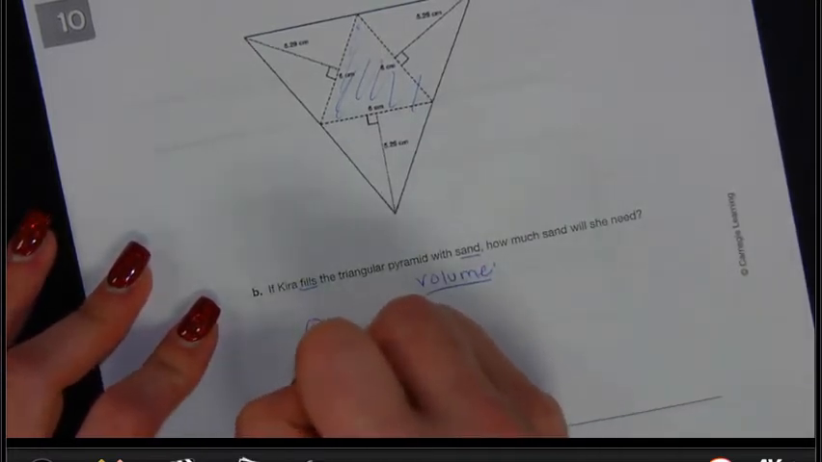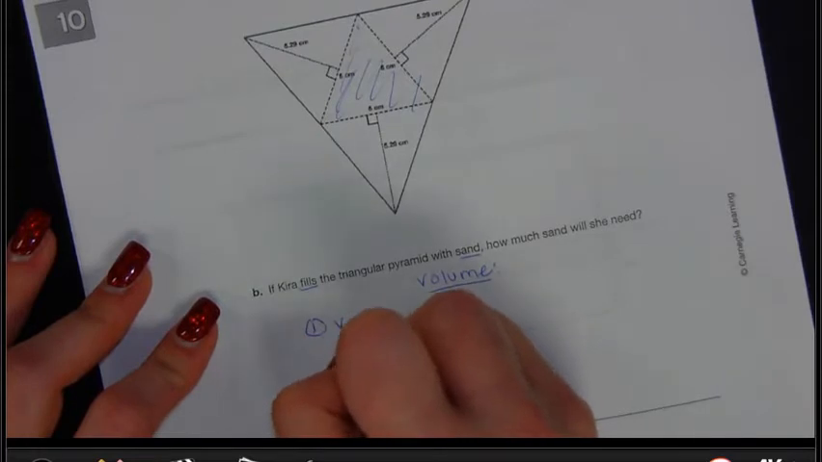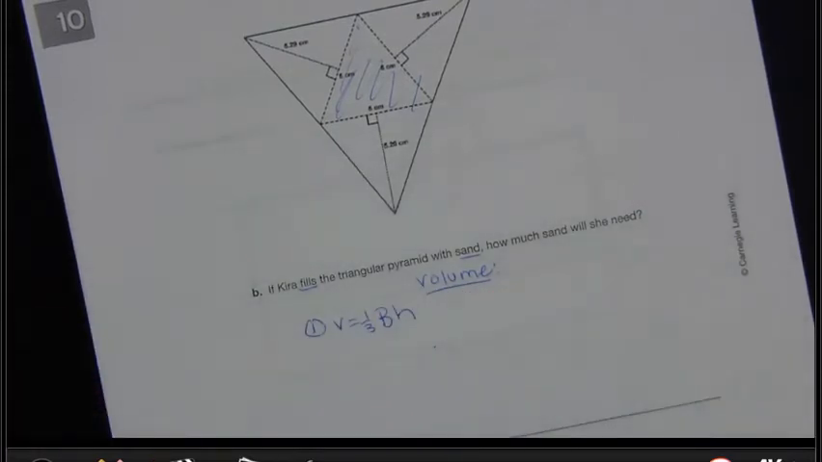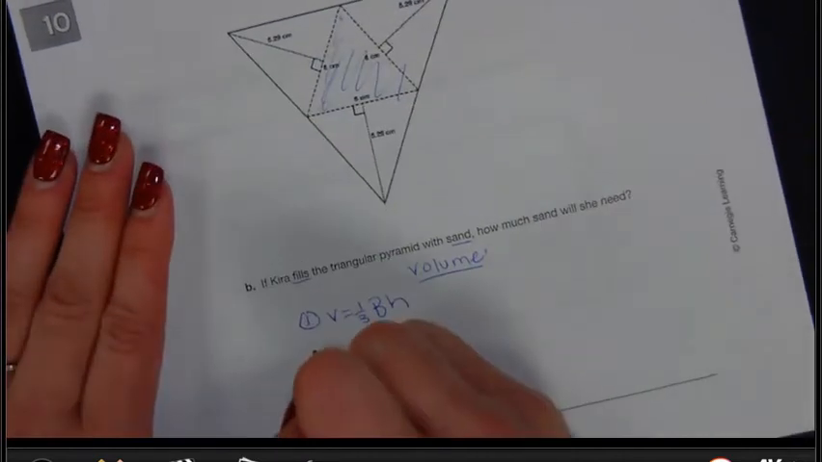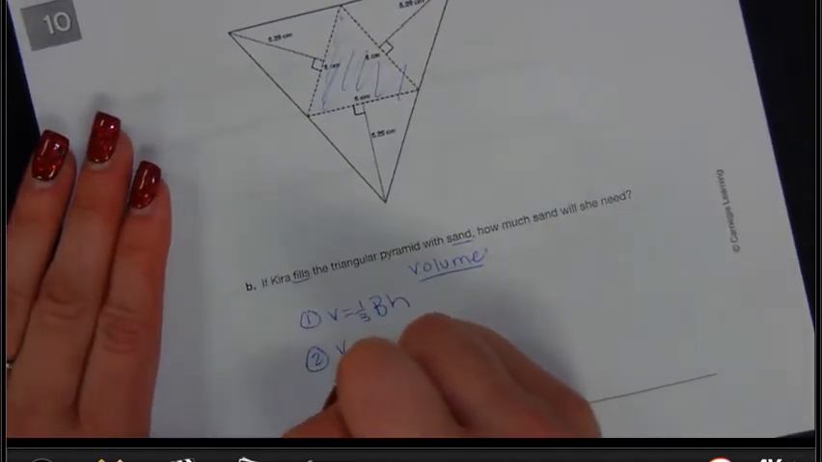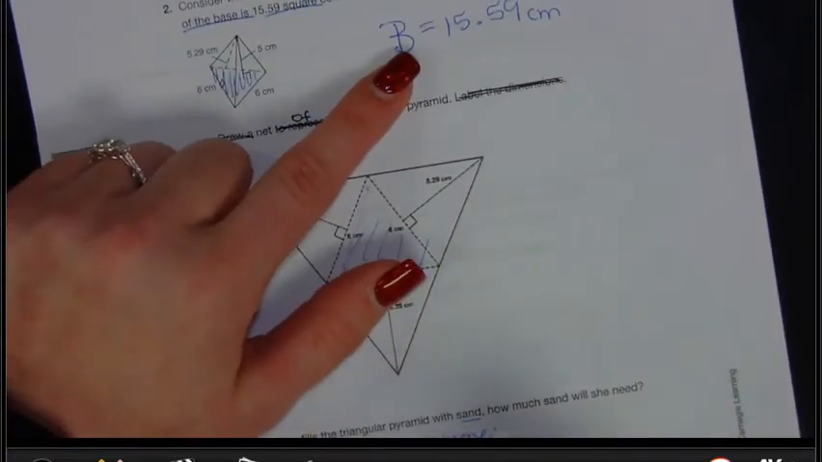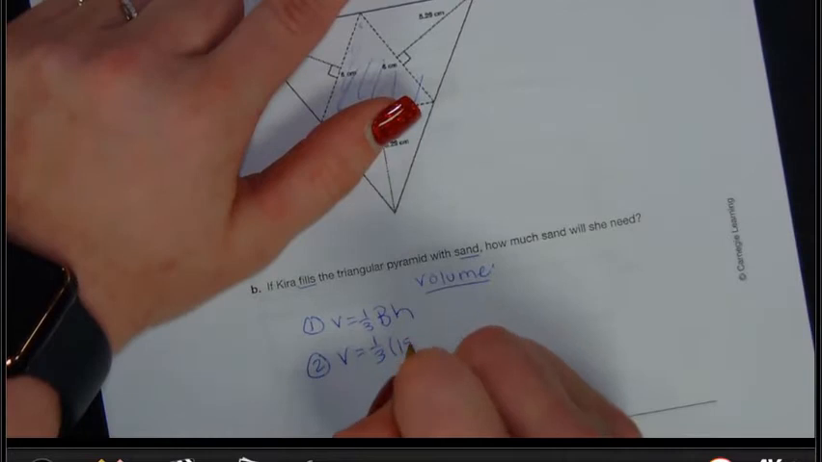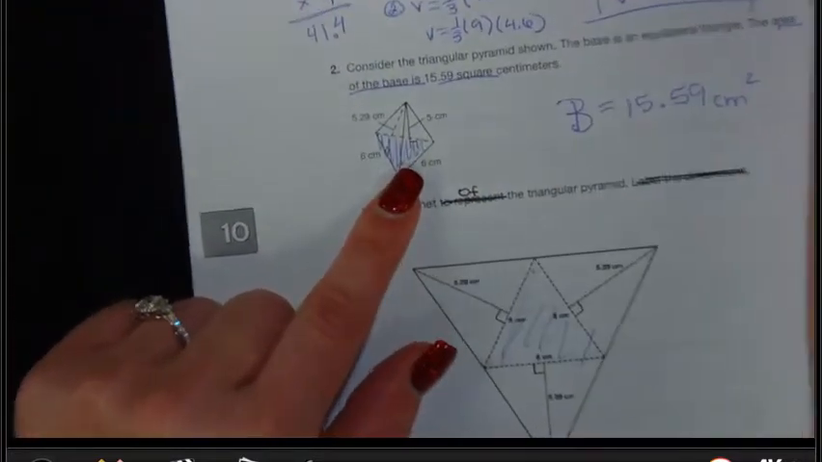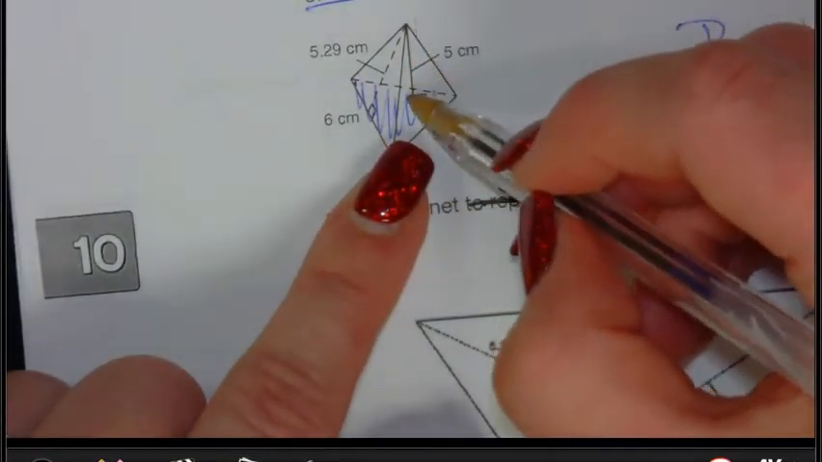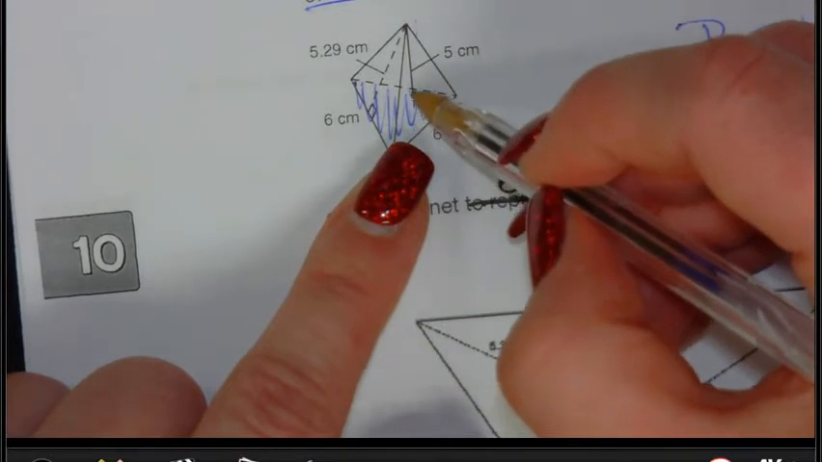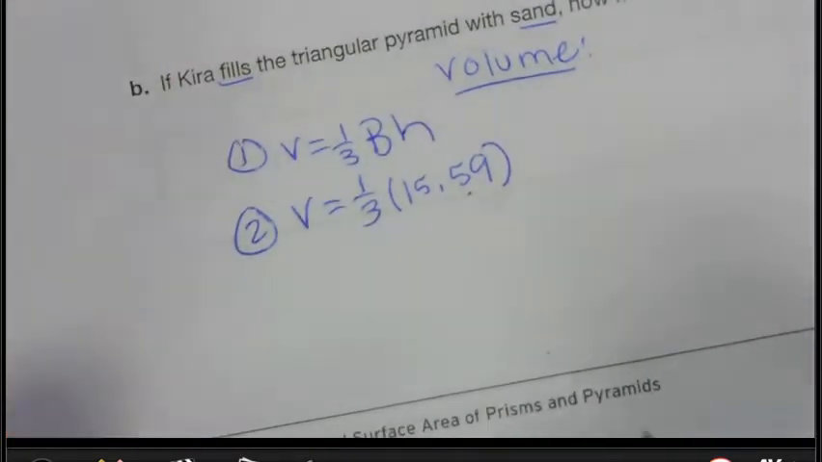All right, step 1 is my 1/3 capital B times the H. Okay. All right, step 2 is to fill in with the information. So cap V is equal to 1/3. Well, it told me the area of my base is 15.59, and then the height. So if I look back here at the height here, I've got 2 different heights. This one is my slant, and this one right here, which is perpendicular to the base, is the height of my pyramid. So that's going to be times 5.